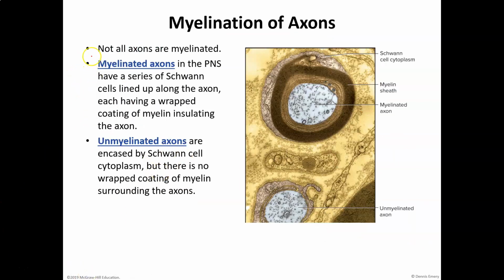Now, this is an important concept. Not all axons are myelinated. Lots of them are, but not all of them. But those that are myelinated axons in the peripheral nervous system have a series of Schwann cells lined up along the axon, each having wrapped a coating of myelin insulating the axon.